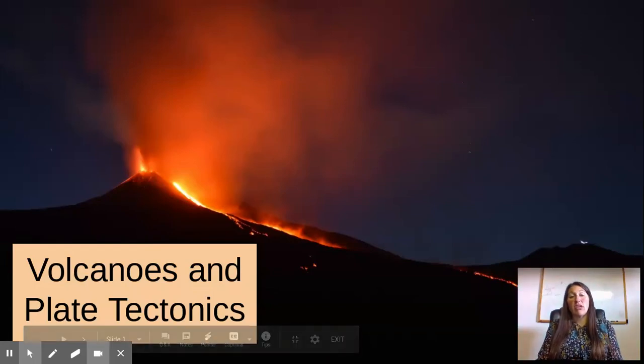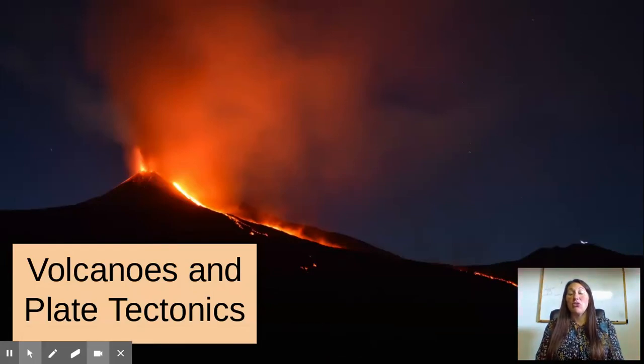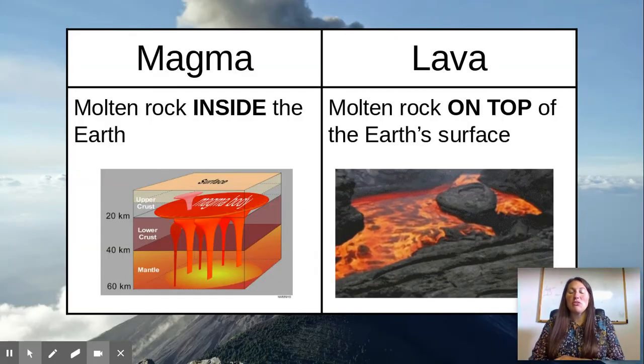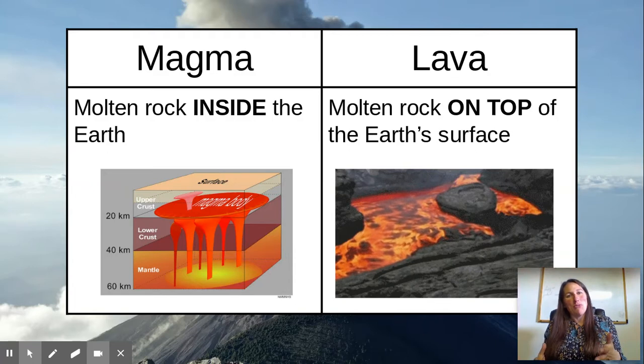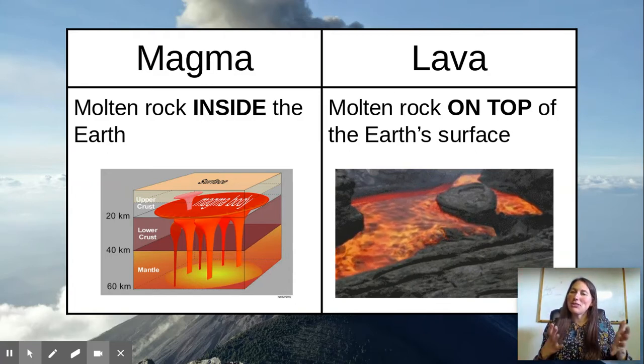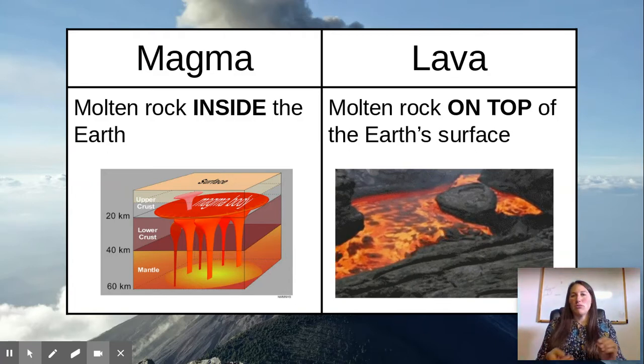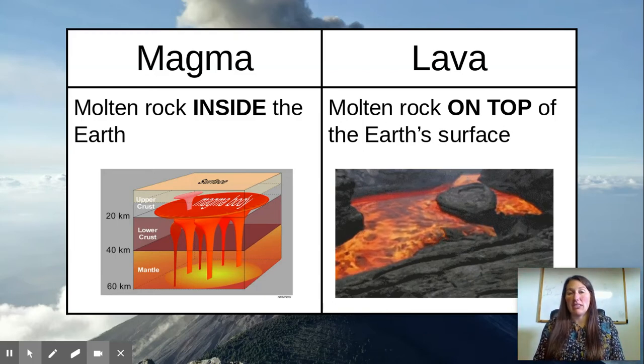So this lesson is on volcanoes and plate tectonics. You're going to notice a lot of this lesson is actually review of things we've done before, because we've learned about plate tectonics and we've learned a little bit about volcanoes. This first slide you have seen two other times, but I figured I'd throw it in one more time just in case you've forgotten what these two terms mean. If you have these written down or memorized, you would not need to write these again.